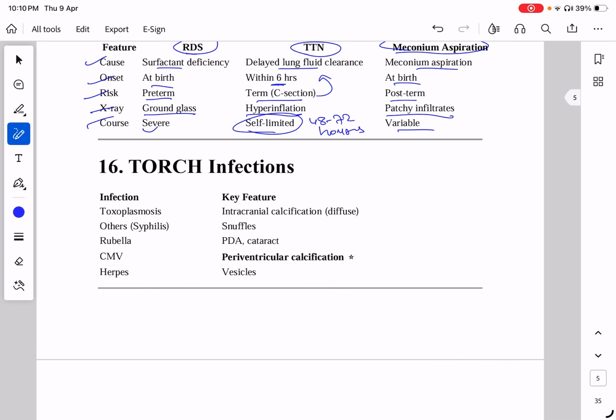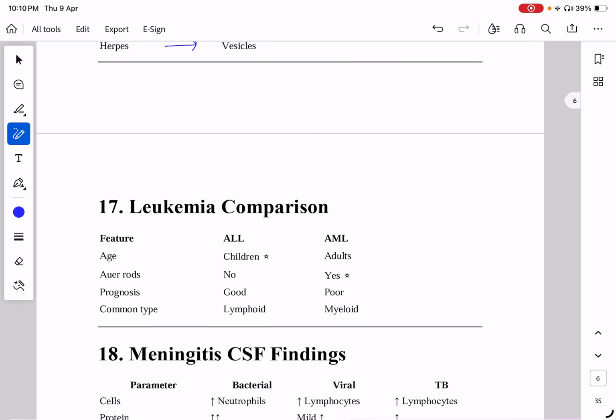TORCH infection. Toxoplasmosis: key feature is intracranial calcification, which is of diffuse type. Syphilis: snuffles. Rubella: patent ductus arteriosus, cataract. CMV: again, important one, periventricular calcification. Seen in herpes infection, may lead to vesicles.